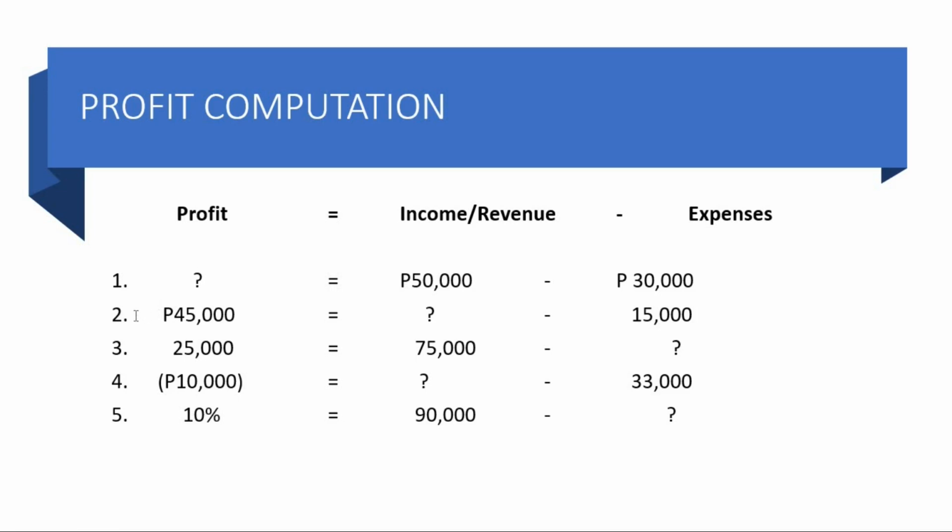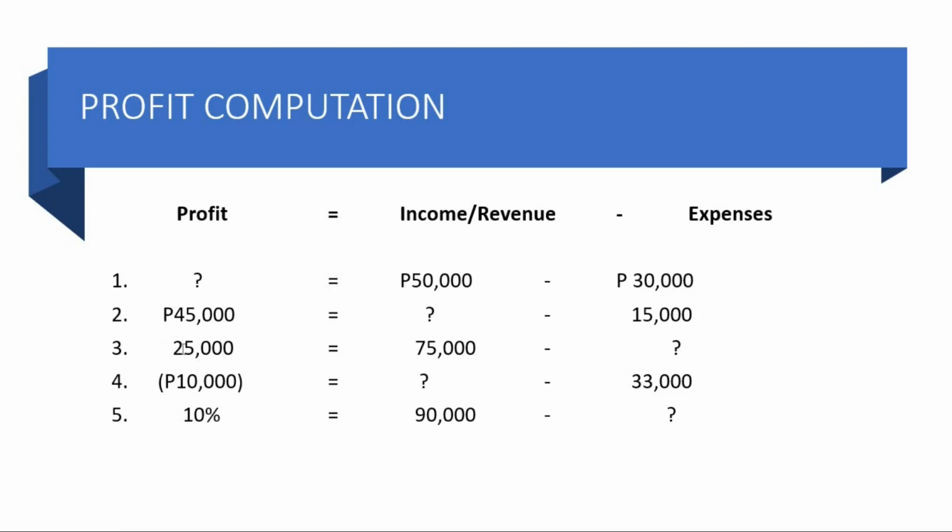Okay? Now, for number 2, dito ang missing natin ay income or revenue. So, anong gagawin natin? For us to get our income or revenue, kung ang profit mo ay 45,000, and then yung expense mo ay 15,000, so paano ma-compute yung revenue? Income or revenue is computed as 45,000, your profit, idagdag natin ang ating expenses. So, ibig sabihin, your income or revenue here is 60,000. Okay, nakuha pa ba? Sige, so let us proceed now.